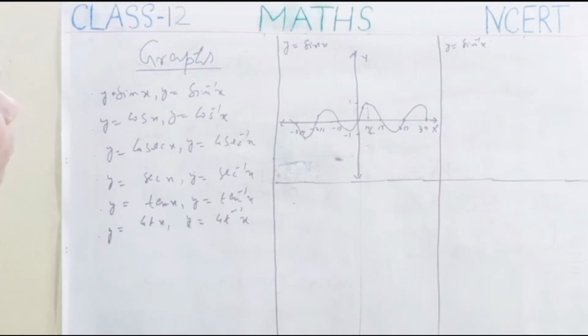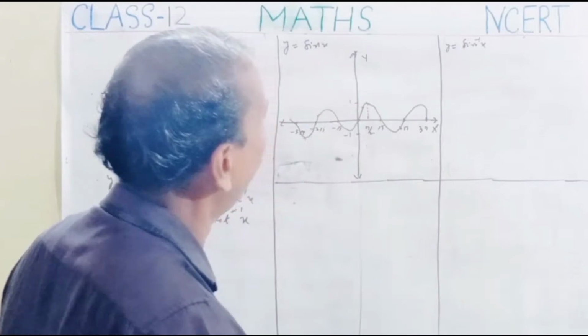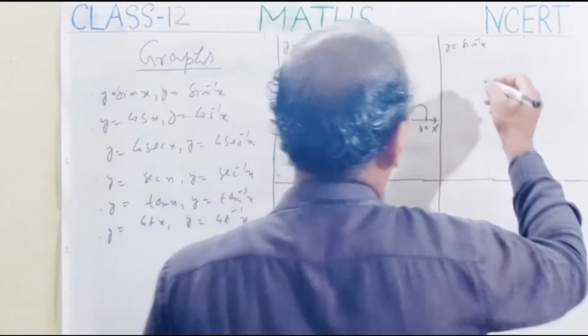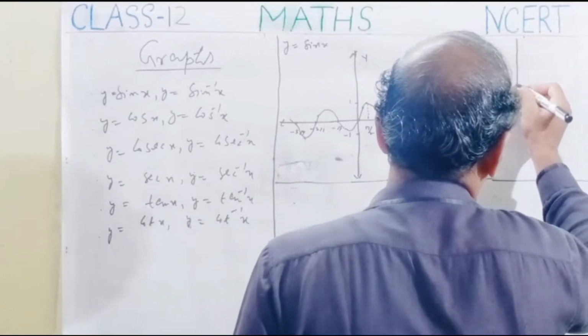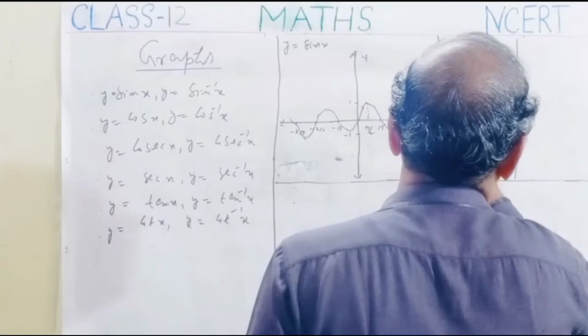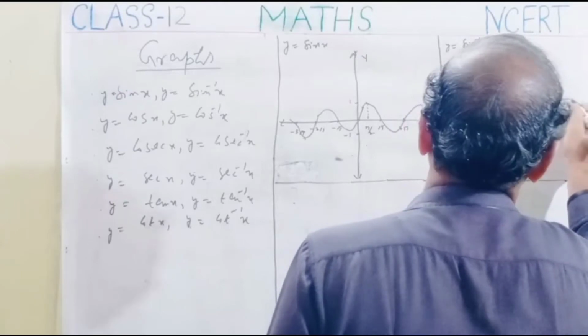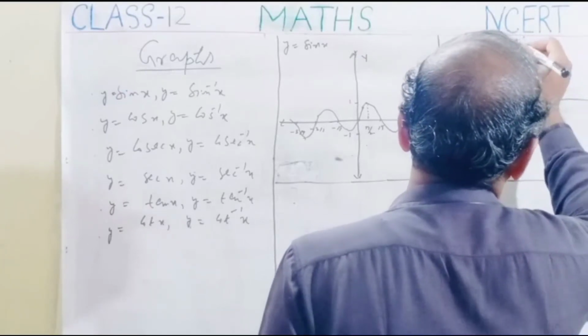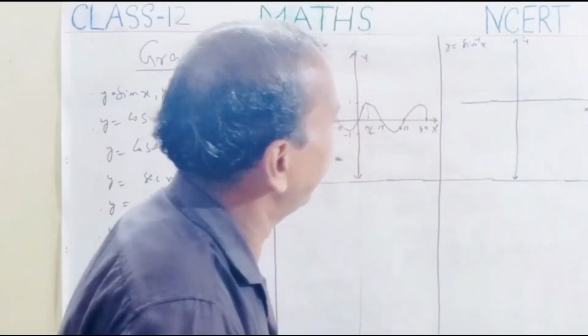Now come to the graph of y is equal to sin inverse x. For finding the graph of sin inverse x, I will just change the angle onto the y-axis and the values onto the x-axis. I want to draw the graph of y is equal to sin inverse x. So let's suppose this is your x-axis and this is the y-axis.